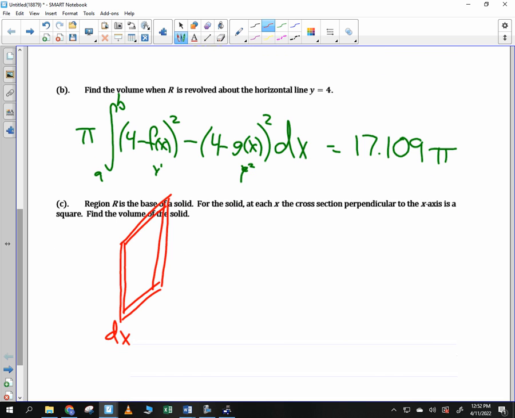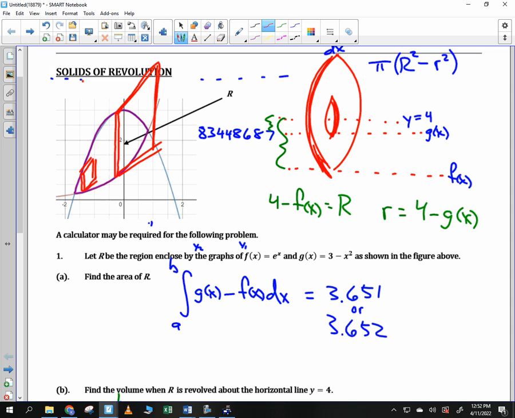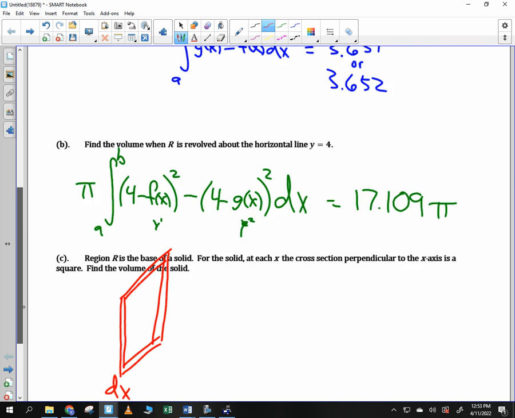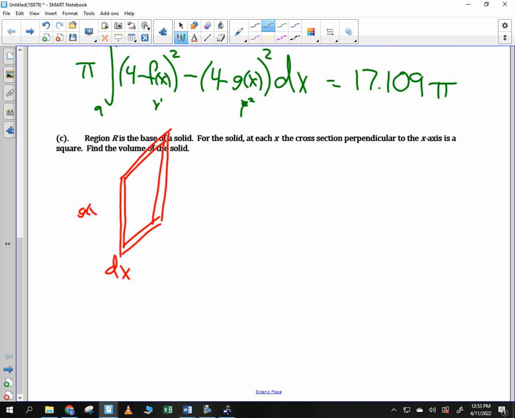If we can find one dimension, we know all the dimensions, right? What's this dimension right here? Yeah, look at what he said. He said this dimension is just the top one minus the bottom one. What's our top function? It's g of x. So we have g of x minus f of x. So what's the other side going to be? G of x minus f of x.